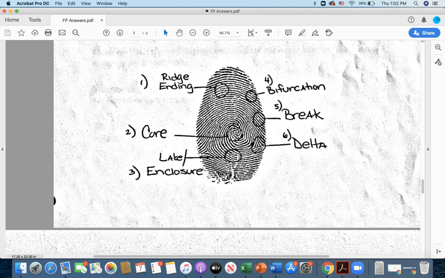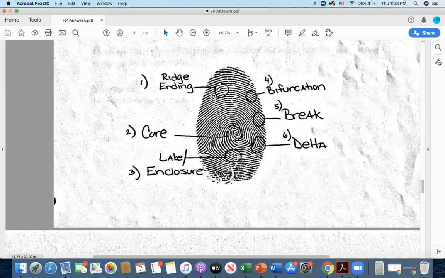Okay, so the core and the delta, these 2 parts of the whorl and the loop, extremely important. I'll review that next week on Monday during the live lesson as we wrap up the topic. Number 3 is our lake or our enclosure. I know over here I kind of went over a little bit. We do have some breaks here as well, but we're focusing on that bubble shape there. Number 4, top right, we had a bifurcation. So you had that one ridge coming in and then it splits into 2.